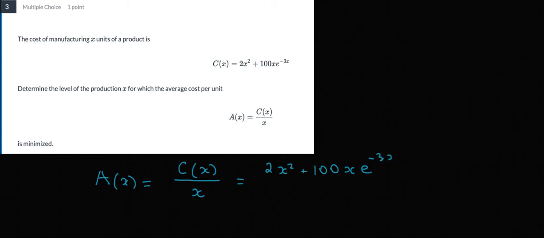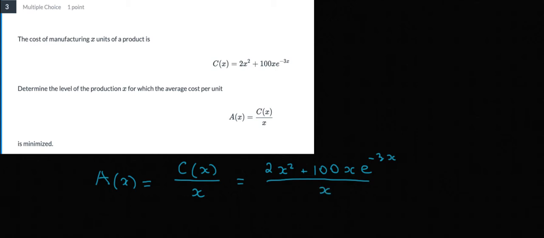We need to come up with the equation for the average cost per unit, which we denote by A of X. To obtain the average cost per unit, we take the total cost of manufacturing X units, C of X, and we divide it by the number of units, X. Now let's plug in the expression for C of X that we're given. It's 2x squared plus 100x e to the power negative 3x, all divided by X.